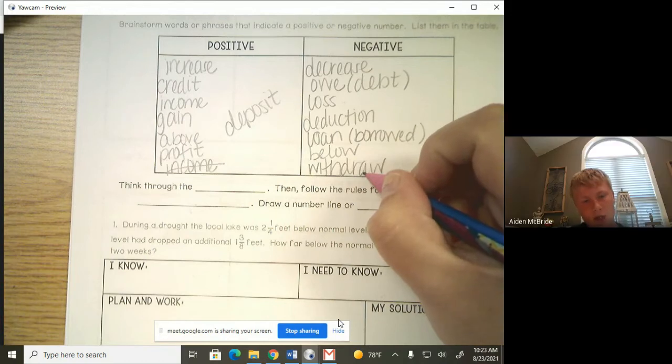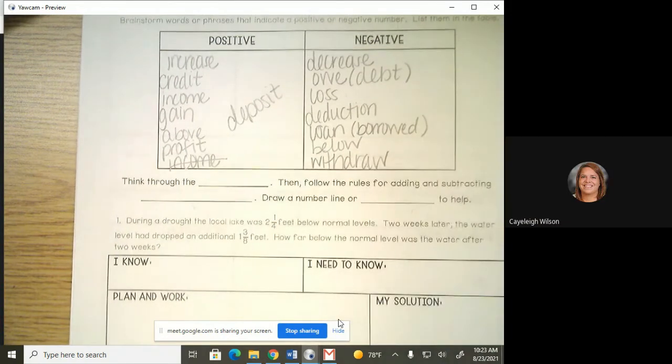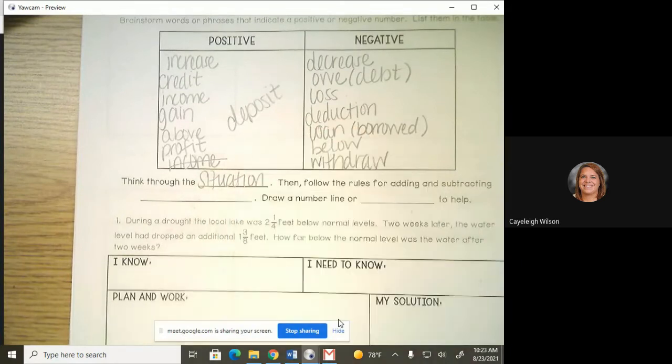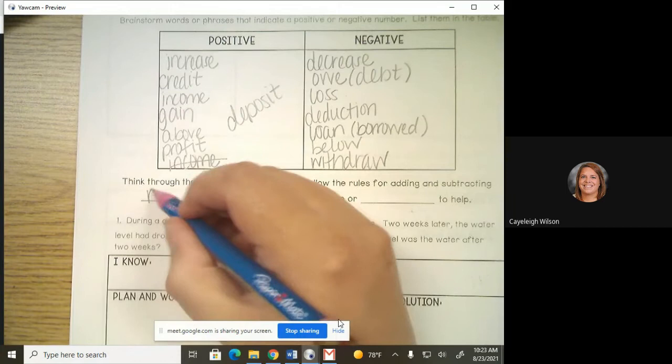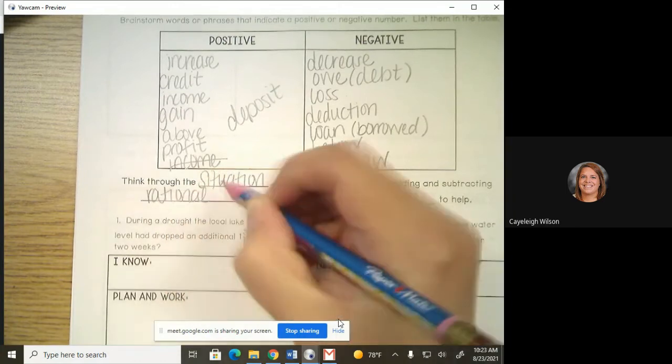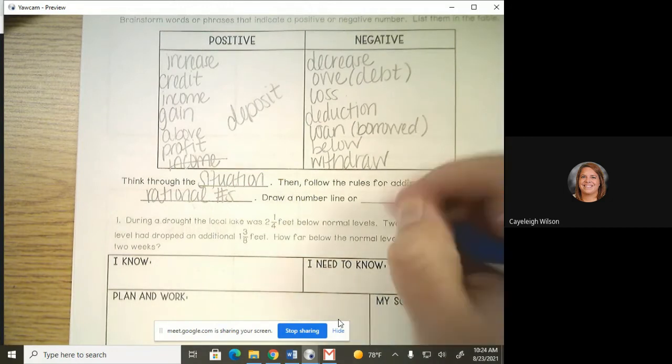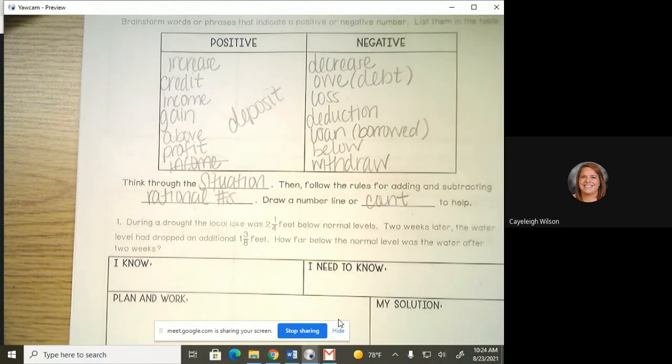All right. Yeah, so I think we're just going to stop there. I think that's a good start. So we're going to read some word problems here, and we're going to think through each situation, and then we're going to follow our rules for adding and subtracting rational numbers, okay? So we're just going to do what we've been doing with our decimals and our fractions. And if you need to draw a number line or count to help, we don't really need that though, because we're kind of past that.